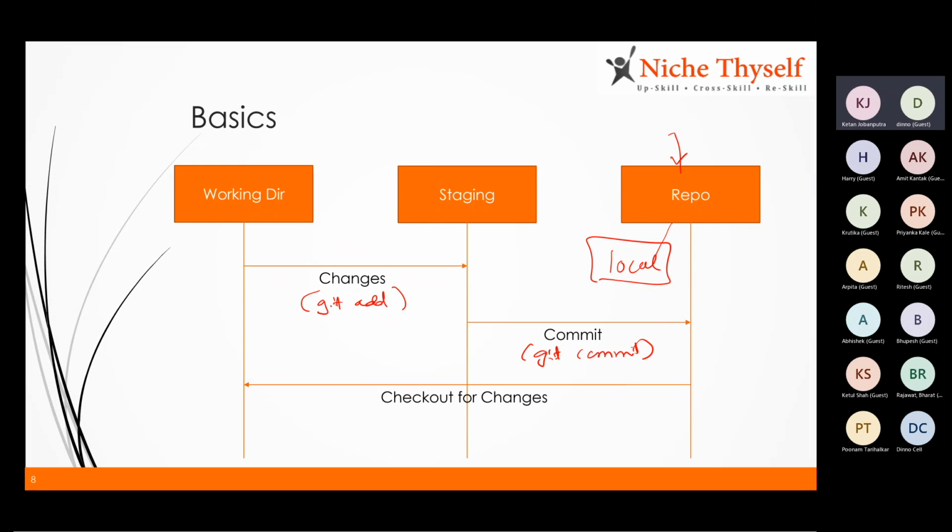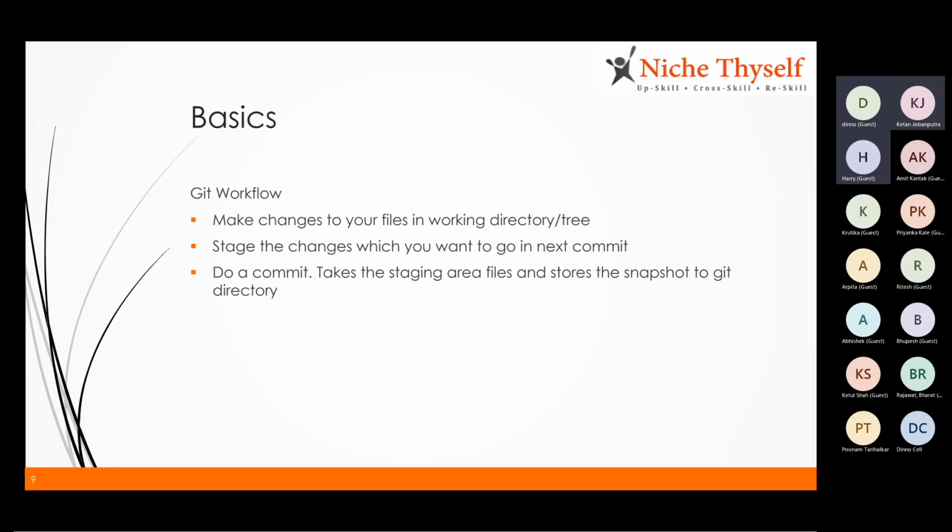What we did is we added a GitHub account and we pushed from the repository to GitHub. Git workflow: make changes to your files in the working directory, stage the changes which you want to go in the next commit, then do a commit, which takes the staging area files and stores the snapshot to the Git directory. That's how things work.